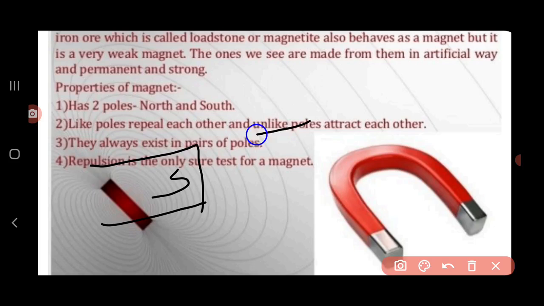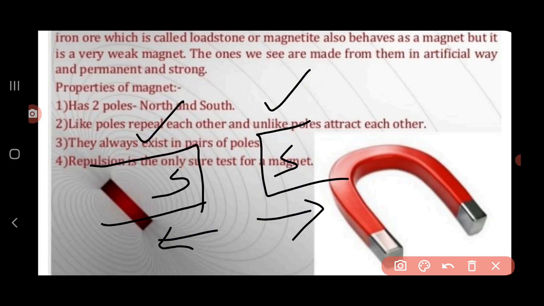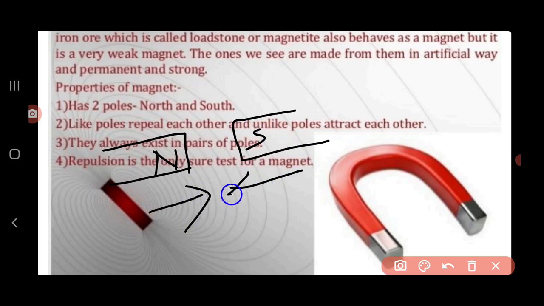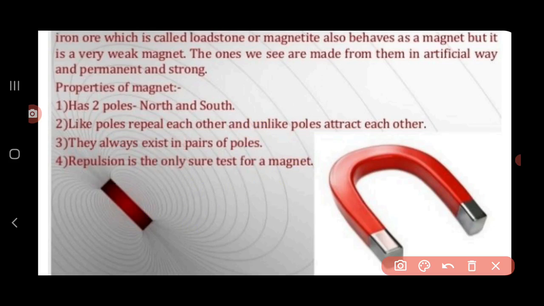Now, they always exist in pairs of poles, means magnet is always bipole in nature. Now, one more interesting topic, that is repulsion is the surer test of magnetism. So, suppose you are given two substances, we don't know whether both of them are magnets or not, and for this we have to take a test, and in this test repulsion is the surer test of magnetism.